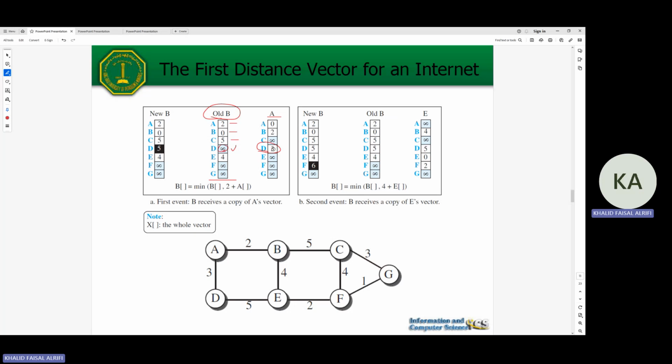So it will take 3 and add to it 2, as you can see here, because the weight from A to B is 2. So in order for B to know the information about D, it will take the weight from A to D, then add 2, because it's the path from B to A, as you can see from the graph. So when it adds 2 to it, it will get at the end 5, as you can see here. Because at the end we will take this and put it here.